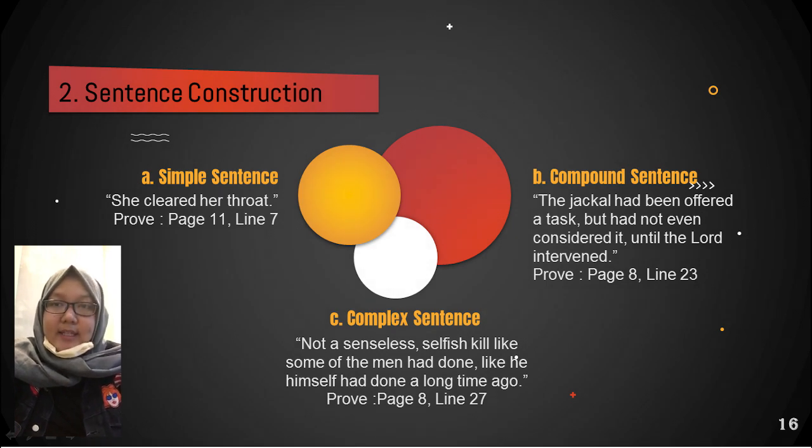Next, page 16. Second, sentence construction. A. Simple sentence. See clear head throats. Proof, page 11, line 7. B. Compound sentence. The Jackal had been offered a touch, but had not even considered it until the Lord intervenes. Proof, page 8, line 23. C. Complex sentence. Not a senseless, selfish kill like some of the men had done, like he himself had done a long time ago. Proof, page 8, line 27.